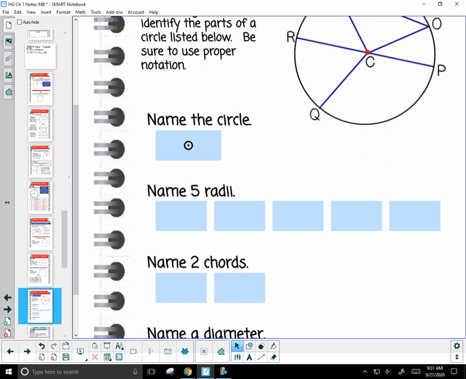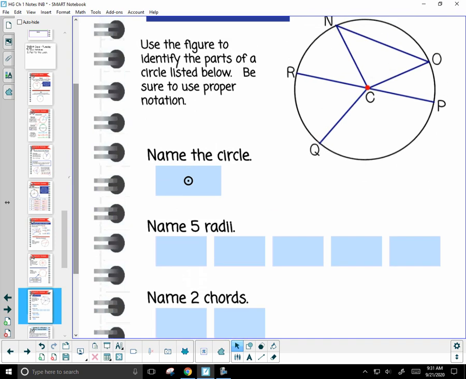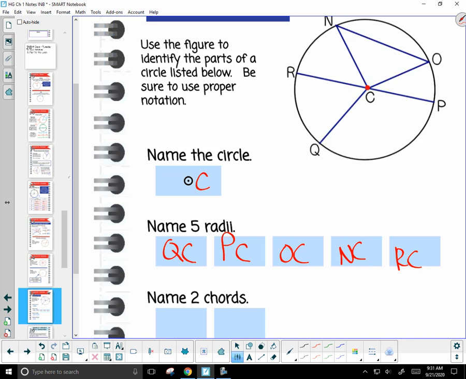All right, so let's go through each of these. So first of all, let's name our circle. Circle C. Good. Okay, so now there are 5 radii up there. What are they? So QC, PC, OC, NC, and RC. Now keep in mind, because it's a segment, I could flip-flop those, right? I could call it CQ, CP, CO, CN, CR, because they're just segments, right? Okay, good.